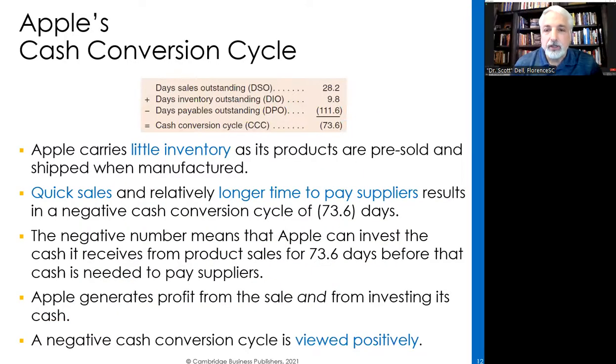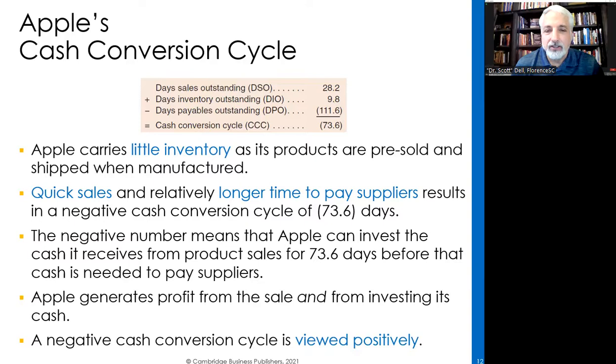Let's look at Apple's conversion cycle. You wonder why they have so much cash. This is going to help explain that. They have megabucks on their balance sheet in cash. So they have days sales outstanding, days inventory outstanding, pretty quick turnaround, days payable outstanding, they kind of stretch that one out for a negative cash conversion cycle. You mean you can have a negative cash conversion cycle? Short answer is yes. Apple doesn't carry a lot of inventory. Products are pre-sold. Good business to be in. Quick sales and relatively long time to pay suppliers. We'll pay you when we get around to it.